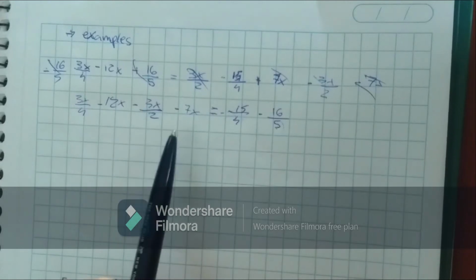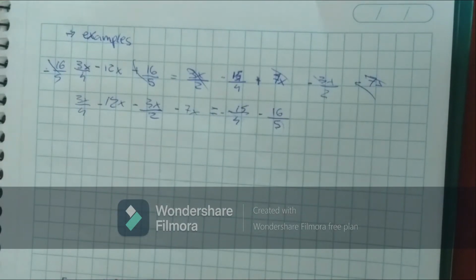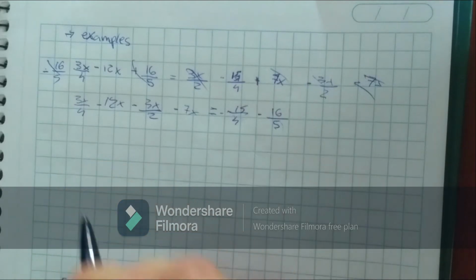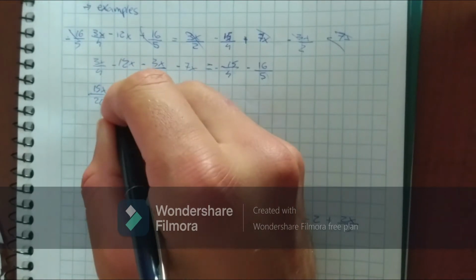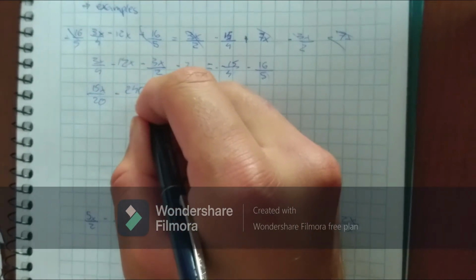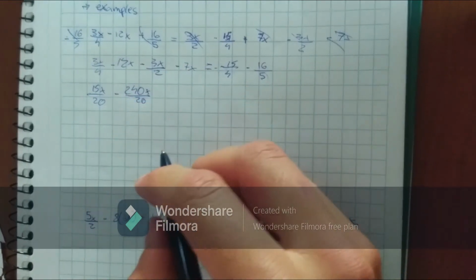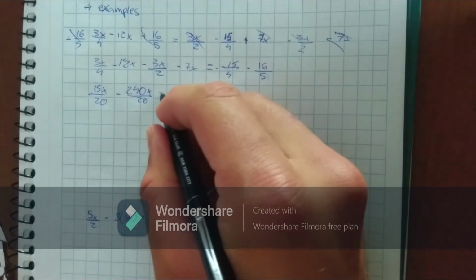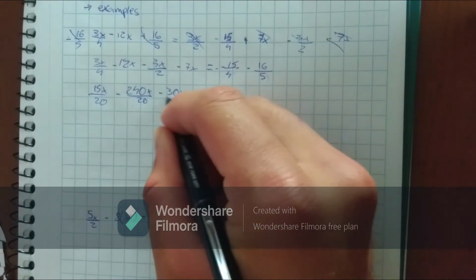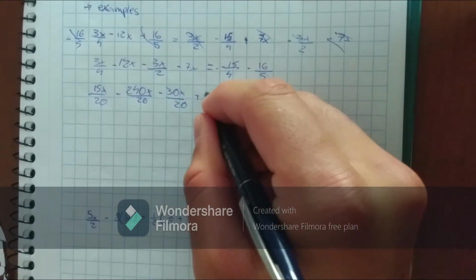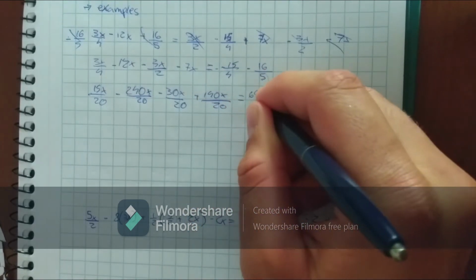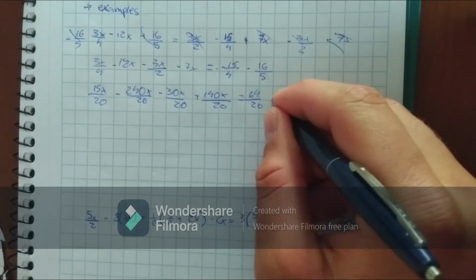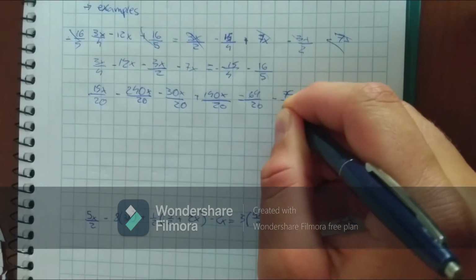So let's see here. I have 4, 2, 4, and 5. Well, that will be a 20. So 3x over 4 will give me 15x over 20 minus 24x over 20 minus 30x over 20 plus 140x over 20 equals 64 over 20 minus 75 over 20.